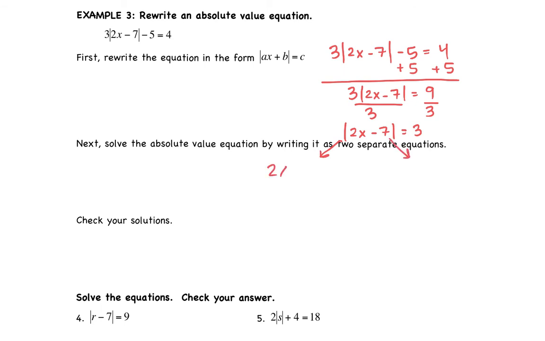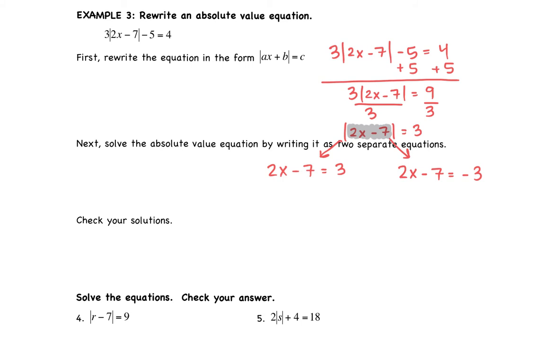Because now I know that what's inside there, that 2x minus 7, could equal 3, or what's inside there, this 2x minus 7, could equal negative 3. Notice when I split, I don't have the absolute value. I'm just taking what's inside those absolute value bars, that 2x minus 7, and saying that it could equal 3 or it could equal negative 3.